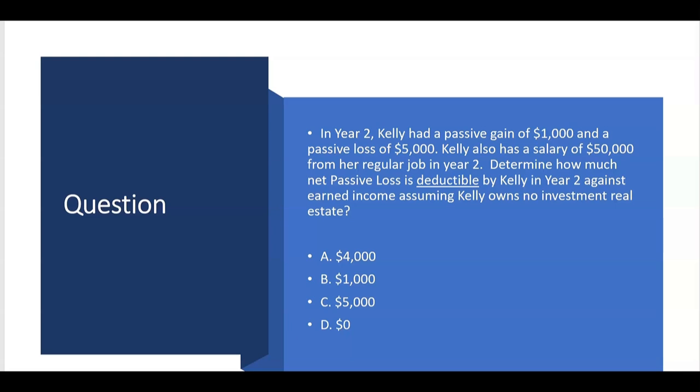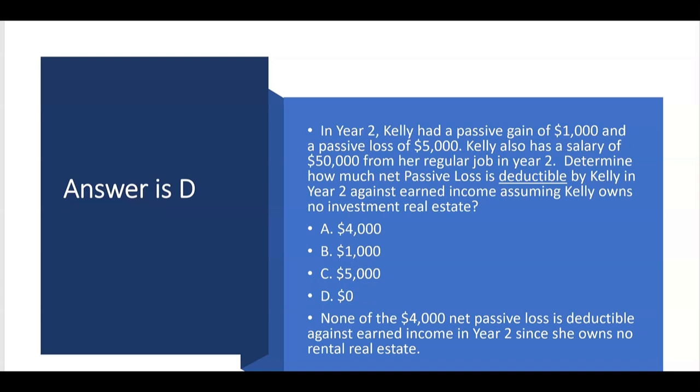So you first have to calculate the passive loss, which we did in the previous question, by netting the passive gain of $1,000 and the passive loss of $5,000. So we have a passive loss of $4,000, but none of it's deductible because she doesn't own any investment real estate. And the answer is D, none of the $4,000 net passive loss is deductible against earned income in year 2 since she owns no rental real estate.